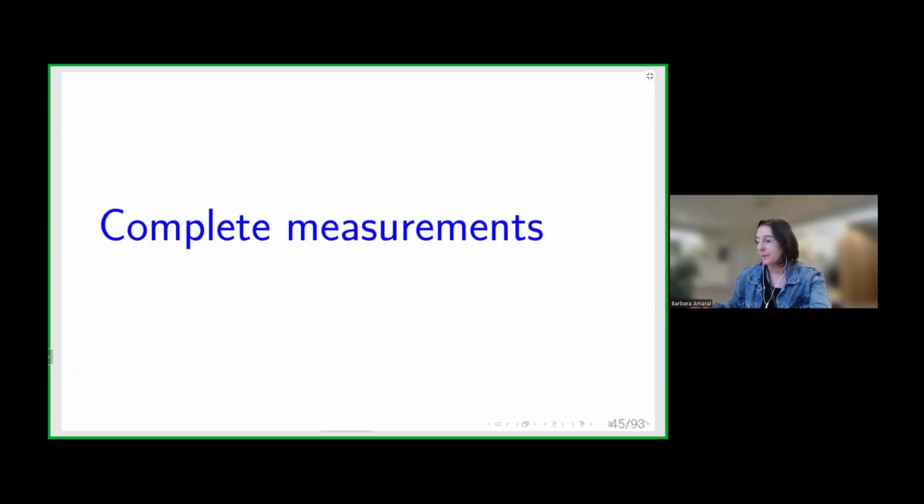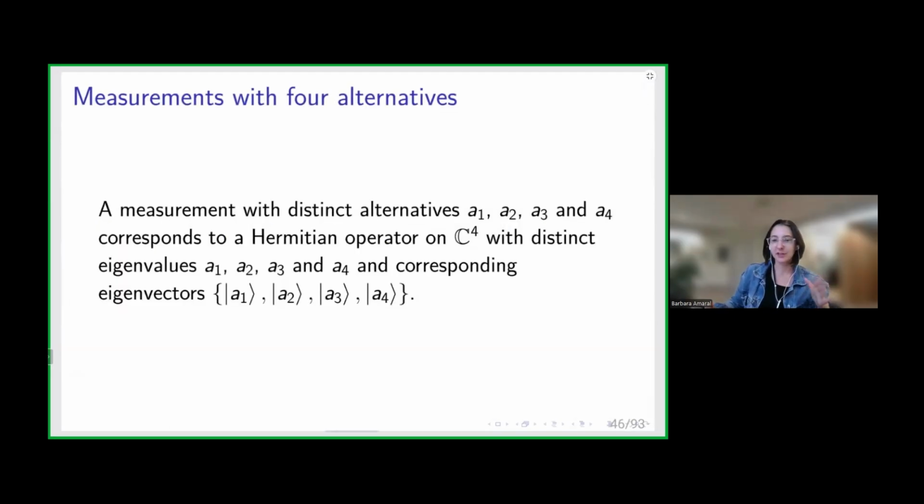Okay? So what we call complete measurements are the ones in which you have the same number of outcomes as the dimension of the space. So for 2 qubits, the dimension of the Hilbert space is 4. So you have 4 outcomes, no degeneracy. Okay? So this kind of measurement is the easiest one to work with because there will be no dependence on the initial state for the post-measurement state and everything. So for 2 qubits, a complete measurement is a measurement with 4 alternatives.